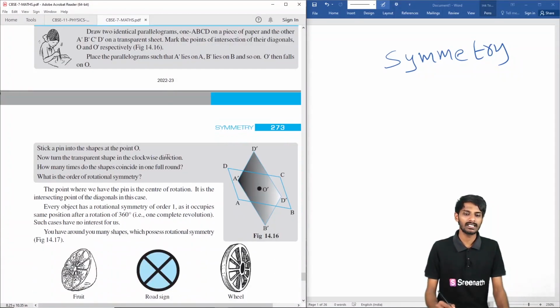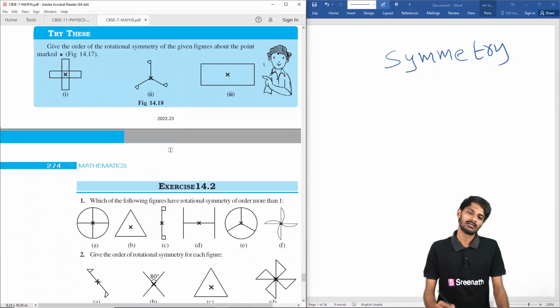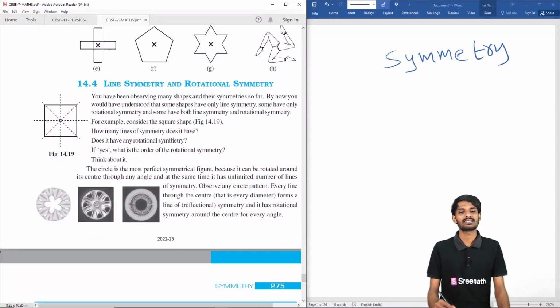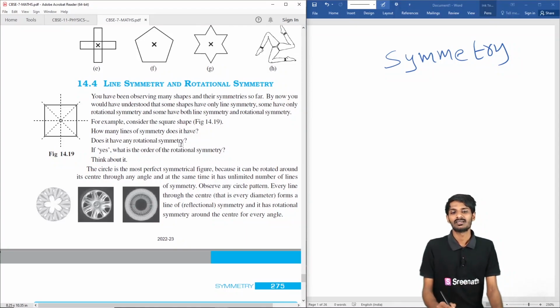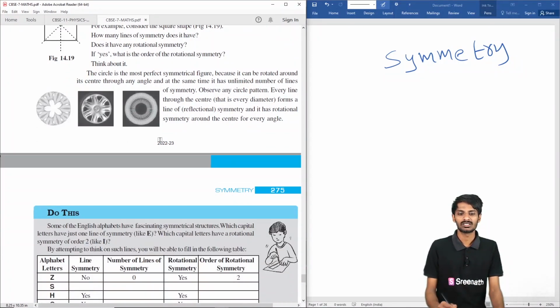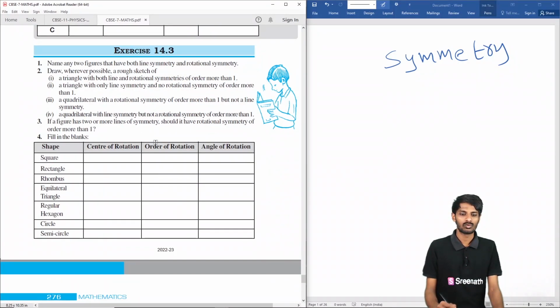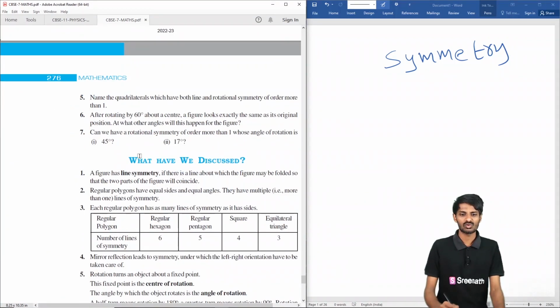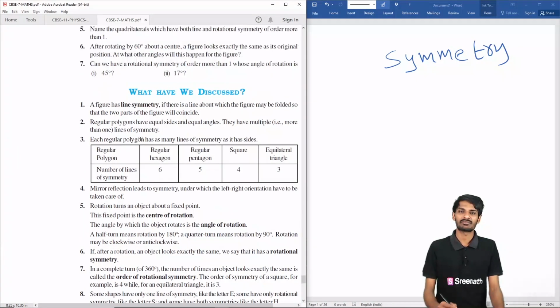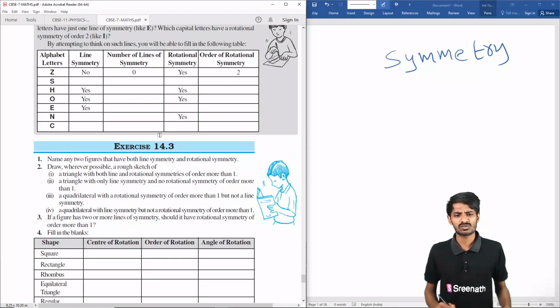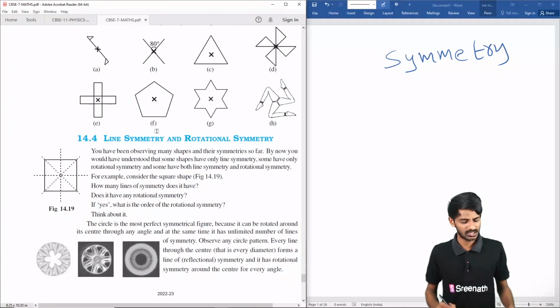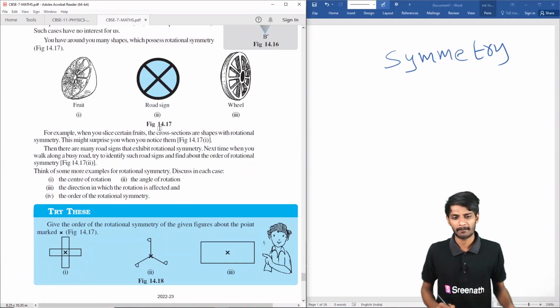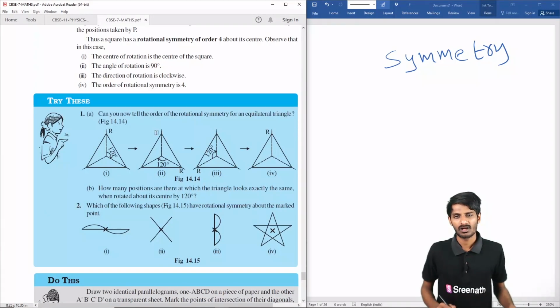And after completing it, we're going to discuss the line symmetry and the rotational symmetry, the difference between the both. So this is the end of the chapter, students. It is a simple chapter, you don't worry about it, and we'll complete this chapter.